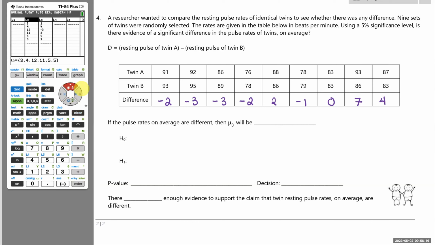Now I could just put all those in L1. So I'm just clearing my calculator out, and I'm just going to enter those differences myself. So rather than having a calculator find the difference, you could just do it yourself. So I should have 9 numbers there: -2, -3, -3, -2, +2, -1, 0, 7, 4. And just double checking for typos. All right.